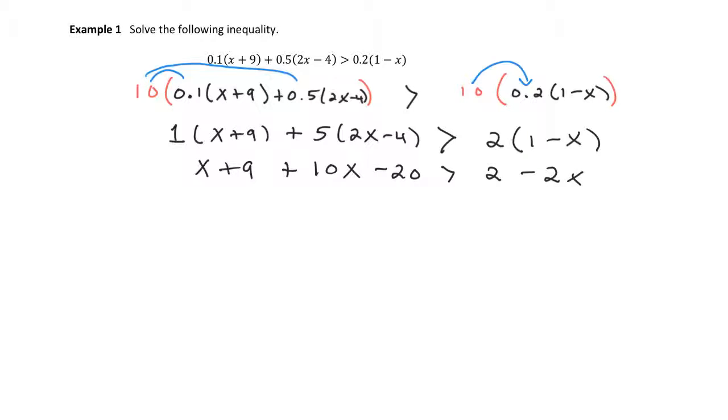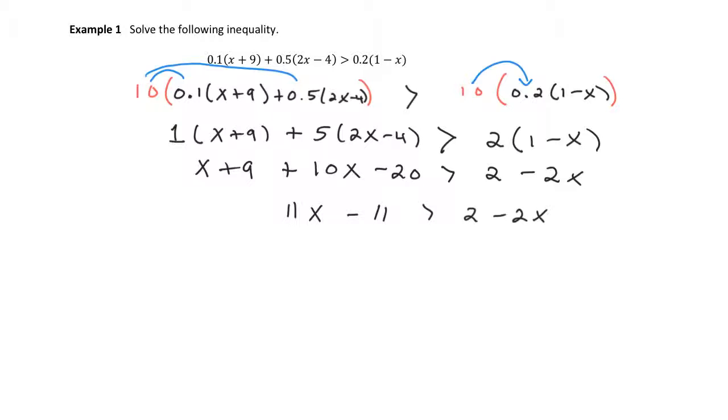So as my next step, I'll combine some like terms. On the left, I have x and 10x, so that's going to be 11x. And then I also have negative 20 plus 9, so I'll combine that at the end. So negative 11. And on the right, I still just have 2 minus 2x.